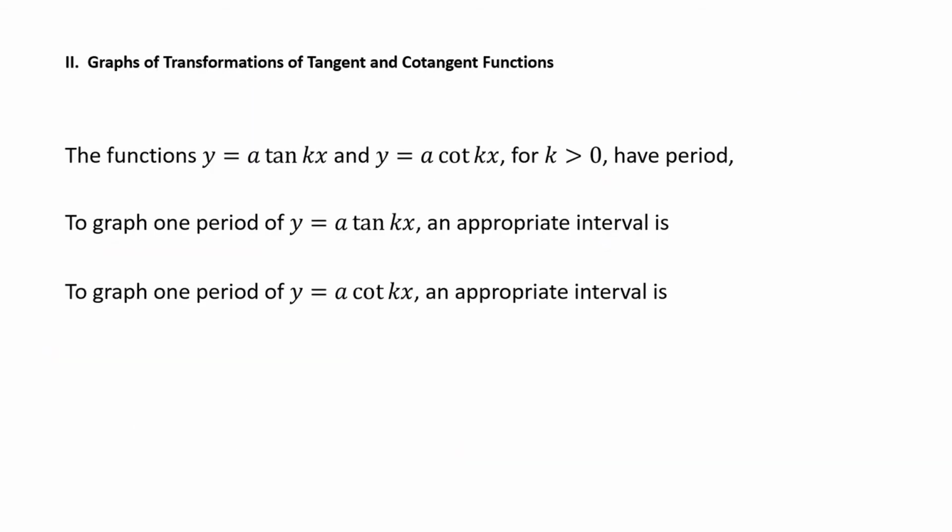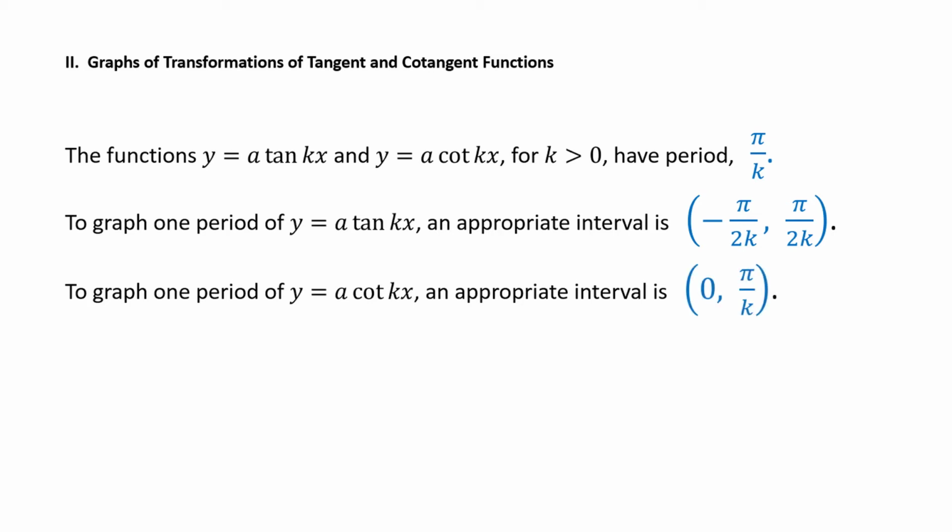Roman numeral 2, graphs of transformations of tangent and cotangent functions. The functions y equals a tan kx and y equals a cotan kx for k strictly greater than 0 have period pi over k. To graph one period of y equals a tan kx, an appropriate interval is open parentheses negative pi over 2k, comma pi over 2k, close parentheses. And to graph one period of y equals a cotan kx, an appropriate interval is 0, comma pi over k, both ends open.